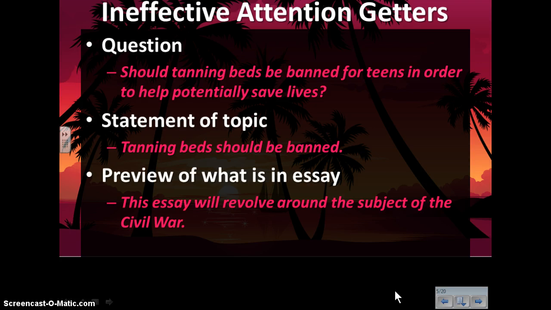And then the final type of ineffective attention getter is going to be a preview of what's in the essay. So, this essay will revolve around the subject of the Civil War. That's really not interesting. Like, is it helpful? Maybe, but that's not very engaging to me as a reader.